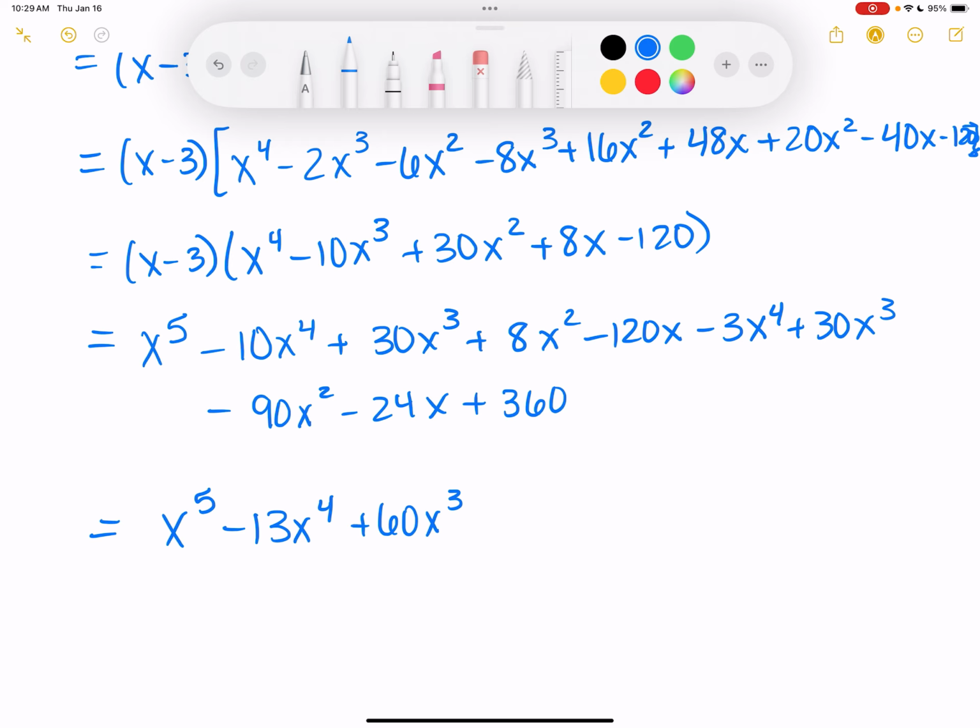Hold on, Zach. We're not there. Not everybody's as smart as you. It's negative, Zach. Minus 144x. That's what I meant to say. Plus 360. And there's your final answer.